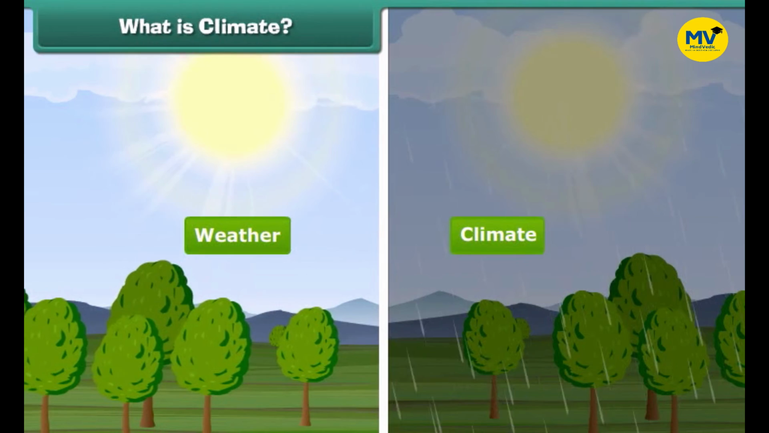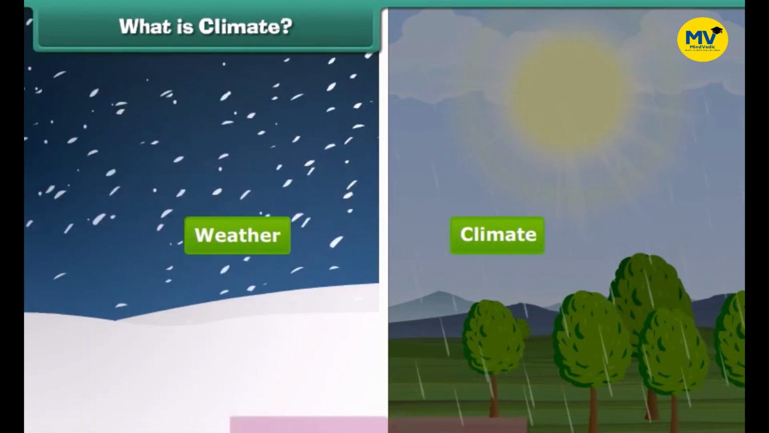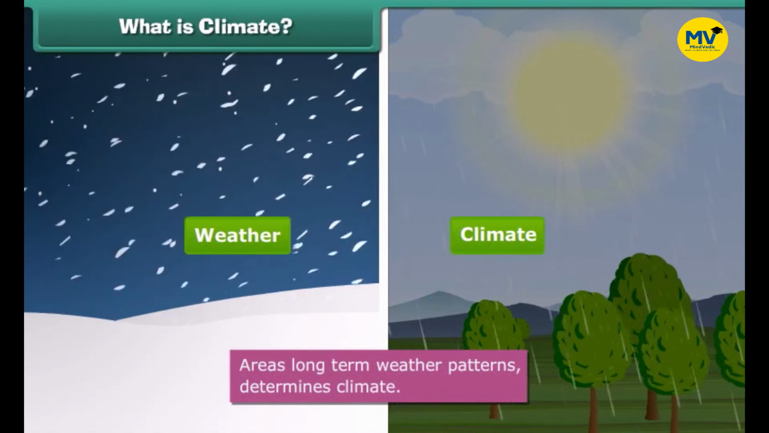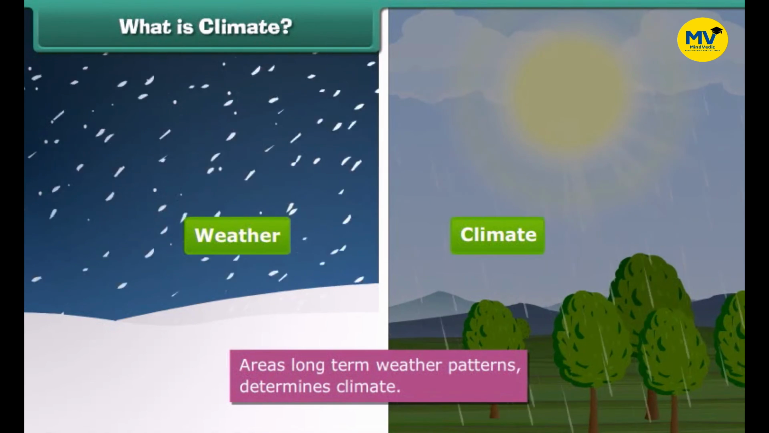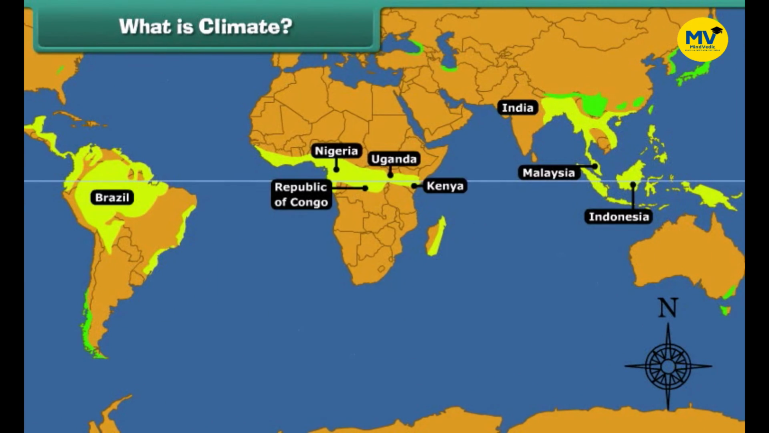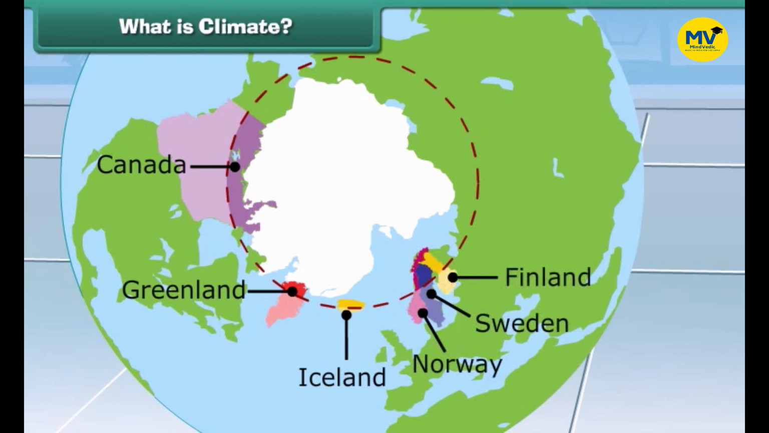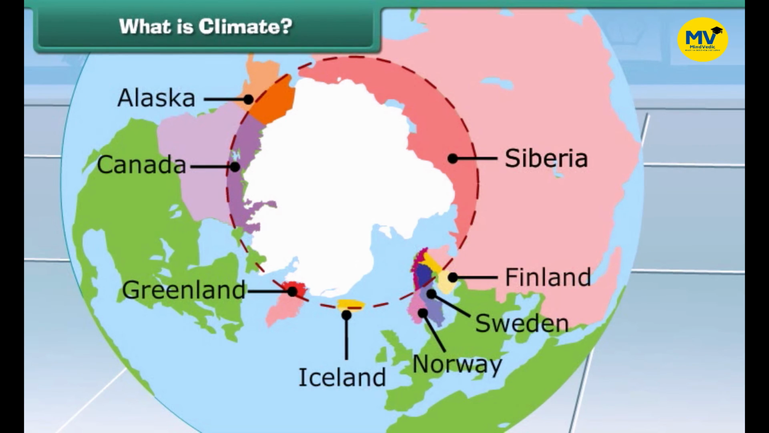Is weather and climate the same? No. Areas' long-term weather patterns determines climate. For example, areas near the equator have warm climate, and the areas near the poles have much colder climate. So, children, now you can easily differentiate weather from climate.